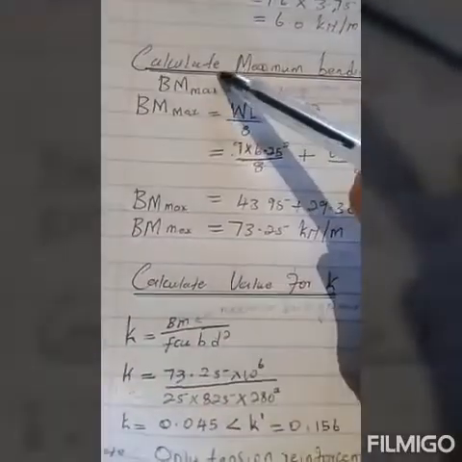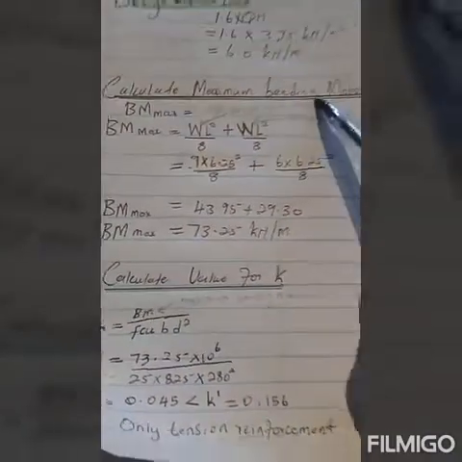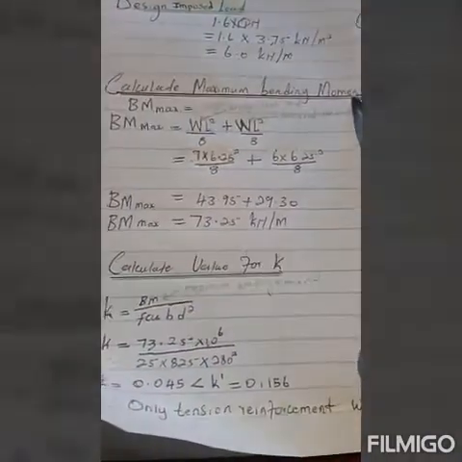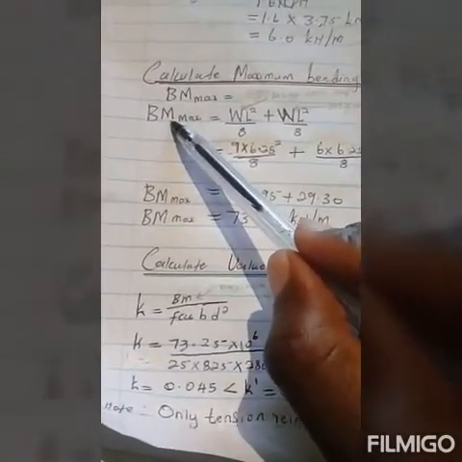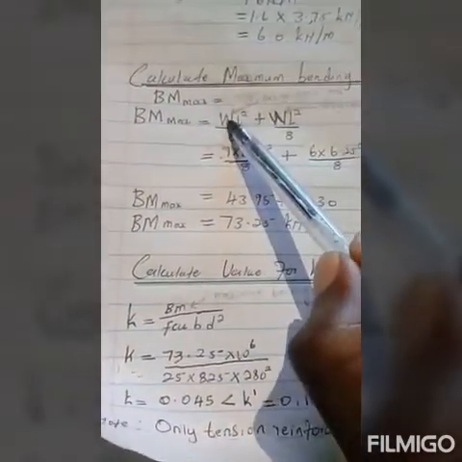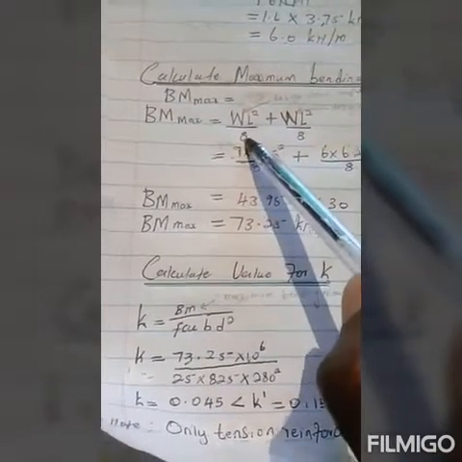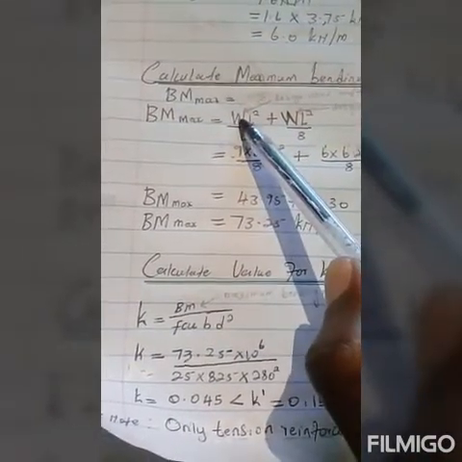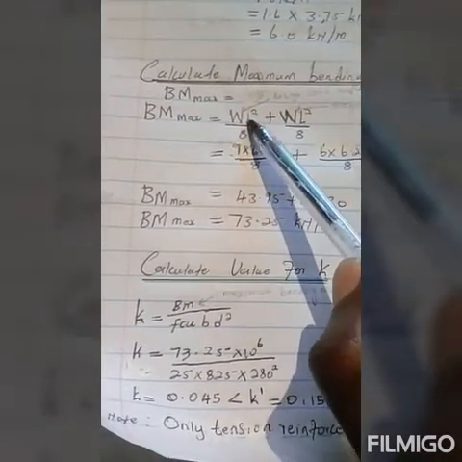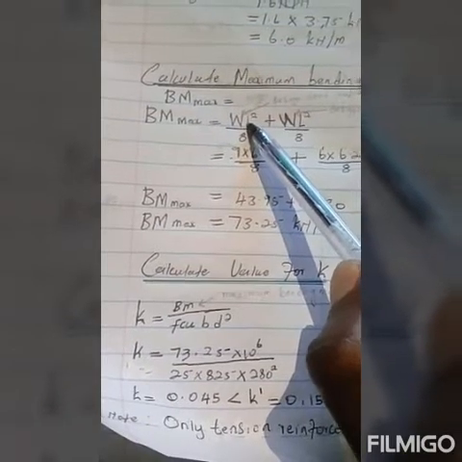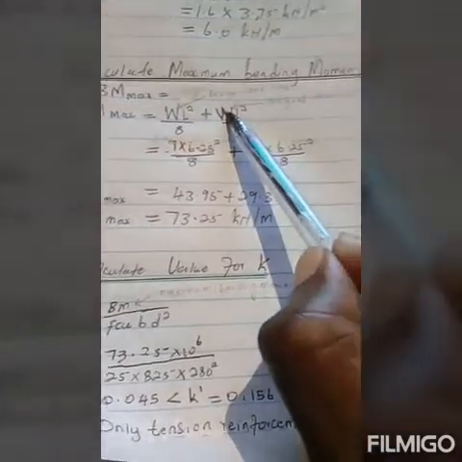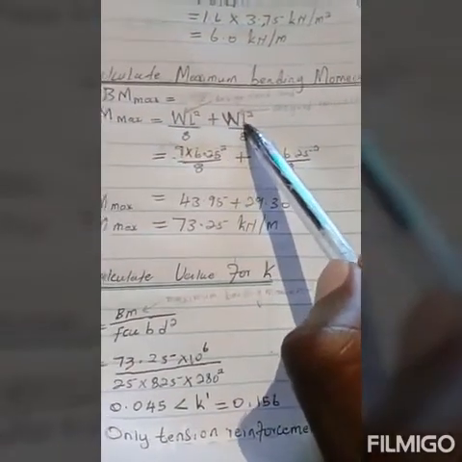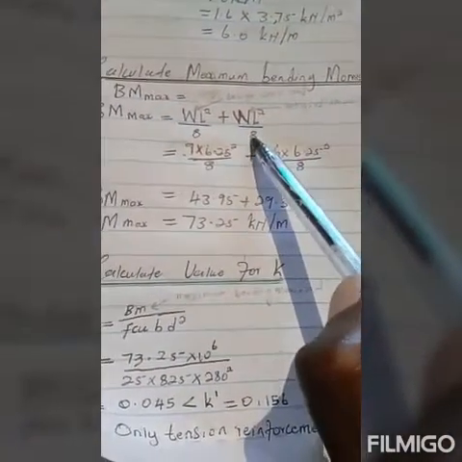So we are going to calculate the maximum bending moment. For us to calculate the bending, here is our maximum bending moment. It's WL squared over 8. The W is the design dead load, and the L is the span of the beam, the L beam, and then this W is the design imposed load, and the L is the span, over 8.